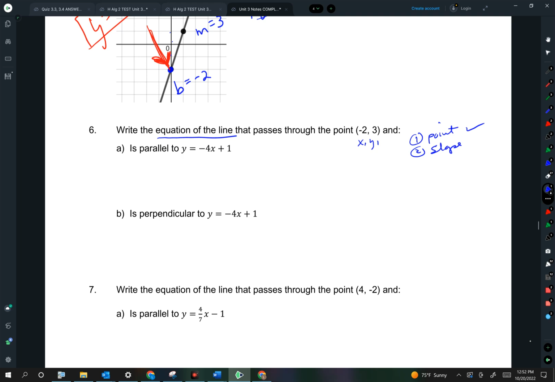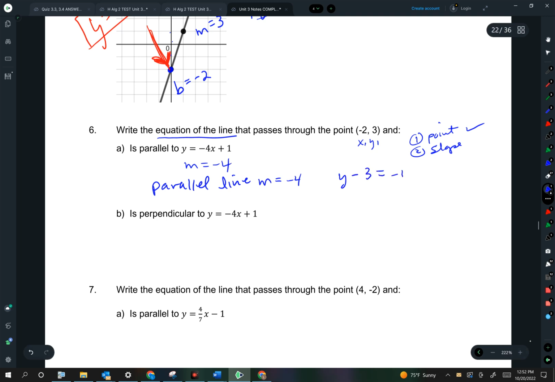Well, it says that I want a line that is parallel to this line. Well, doesn't this line have a slope of negative 4? And if I want a parallel line, wouldn't the slope of the parallel line also be negative 4? So I can still use negative 4. I'm just going to use this x1, y1 that they gave me. So I'm going to say y minus y1 equals slope times x minus negative 2. And then I'm ready to change it to mx plus b.